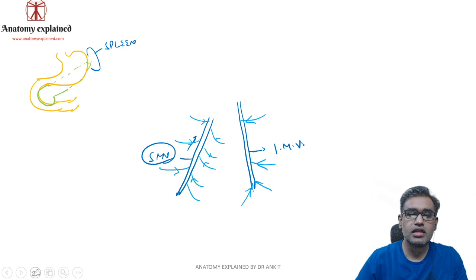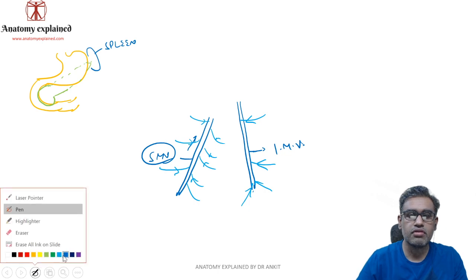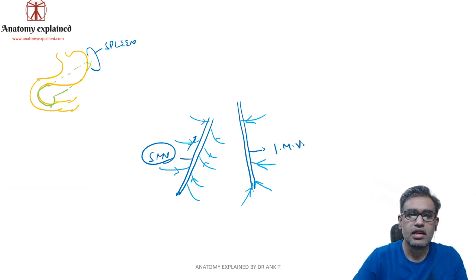If you recall over here, the superior mesenteric vein was passing in front of the third part of the duodenum. It was coming from here, passing in front of the third part of the duodenum, and it also lies around the uncinate process of the pancreas, and then it goes behind the neck of the pancreas over here.